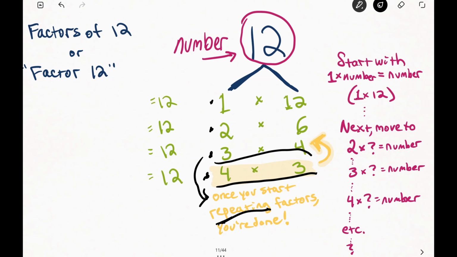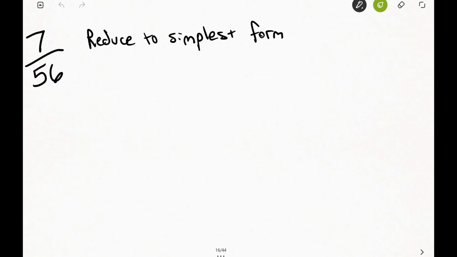So once you start repeating yourself, you're done. You can stop. Now, I don't know if you noticed this, but remember when you had to reduce fractions to a simpler fraction, like here's 7 over 56? We have to make them smaller, and you're not changing the value. The value of the fraction is exactly the same, but the numbers are smaller, demonstrating the exact same fraction with smaller numbers. So we need to reduce this to simplest form.